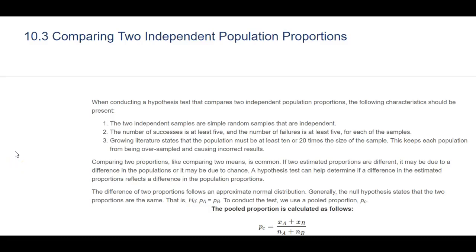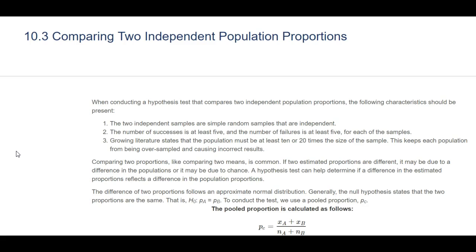In the last couple of lessons, I've really concentrated on doing the math with technology, and this lesson is going to be no different, but the concepts behind what's going on are different. In this case, we're going to compare two independent population proportions. We're no longer dealing with means, we're dealing with proportions. There should be some characteristics that are present when we're conducting this type of hypothesis test.